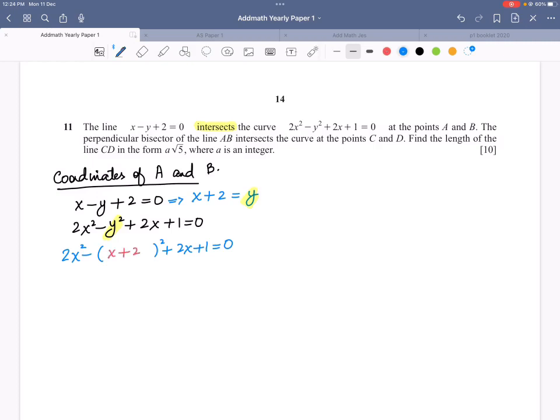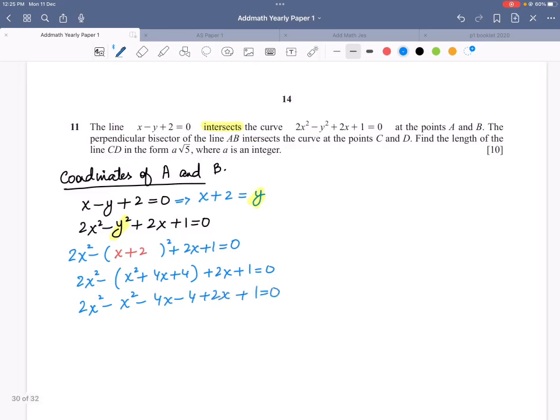And now we need to solve the bracket here. 2x square minus x square plus 4x plus 4 plus 2x plus 1. There is no need to hurry, because if you hurry, most students make mistakes in signs here. So try to do all the steps one by one, and make sure there is no mistake in the sign. Now we need to expand the bracket: 2x square minus x square minus 4x minus 4 plus 2x plus 1 equals 0.